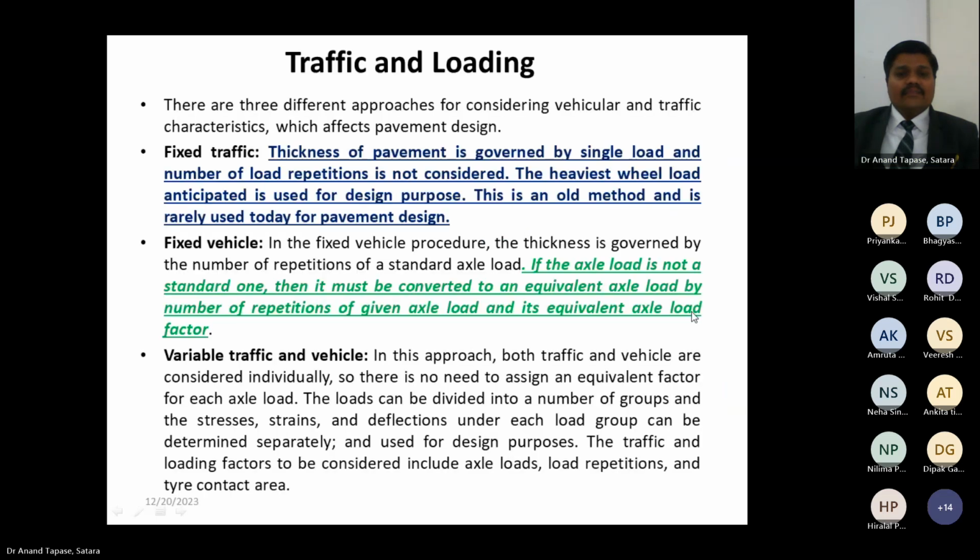Well, rightly said, we are adopting the mixed type of traffic. We are not only focusing on any particular type of traffic. Thickness of pavement is governed by single load and number of load repetitions is not considered. The heaviest wheel load anticipated is used for design purpose. This is the oldest method and is rarely used today for pavement design. This is a fixed traffic concept. What we are using is the fixed vehicles. If the axle load is not a standard one, then it must be converted to an equivalent axle load by number of repetitions of given axle.